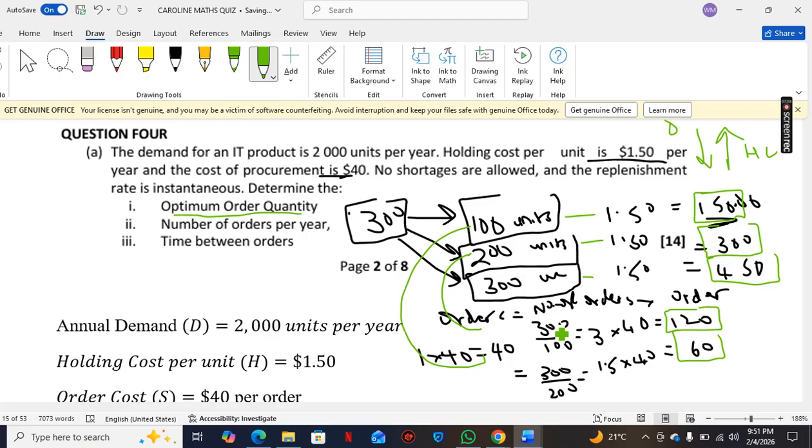I just wanted to understand the question, more especially where it says the replenishment rate is instantaneous. When you need a new order, when the stock finishes, it needs to be replaced as quickly as possible. Oh, okay. So here we are solving the optimum order quantity. Yes, one finds the optimum order quantity. Okay.